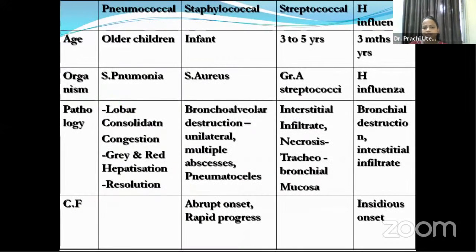This is again the age group wise classification of which pathogenic agent is predominantly seen. Pneumococcal is in older children, staphylococcal in infancy, streptococcal in 3 to 5 years, and Haemophilus influenzae usually in 3 months to 3 years. I think I already explained this in pathology.